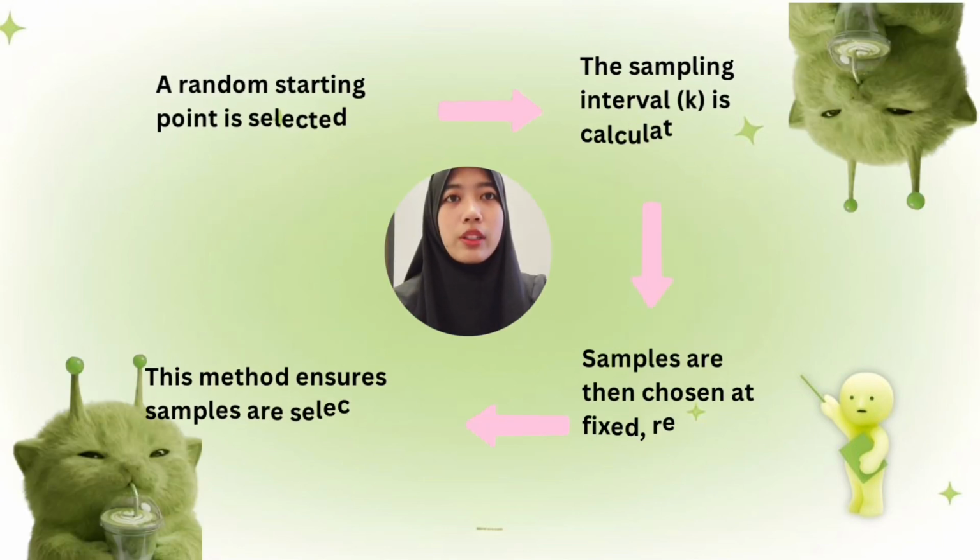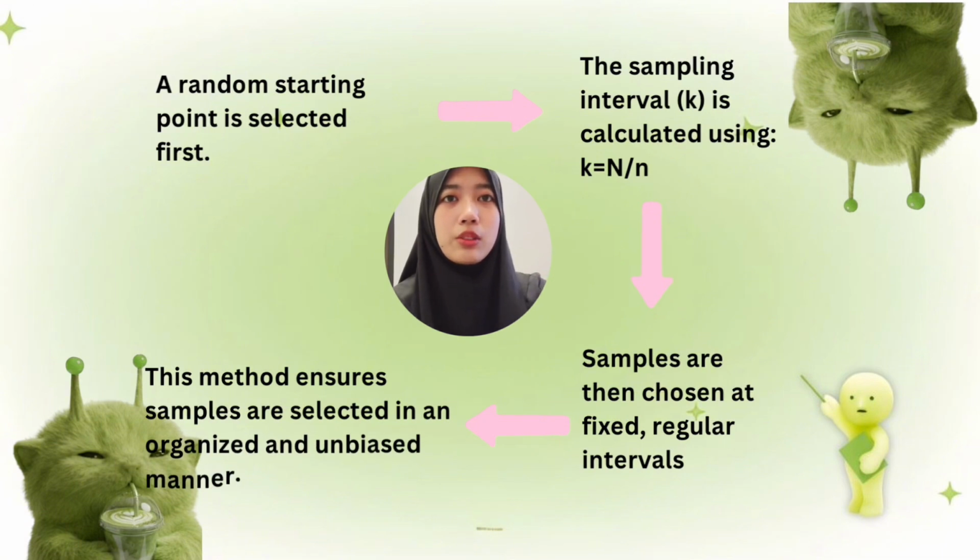First, a random starting point is selected from the batch. This helps reduce bias in the sampling process. Next, the sampling interval K is calculated using the formula K = N divided by n, where capital N is the total number of items in the batch and n is the required sample size. Then, samples are selected at fixed and regular intervals based on the calculated value of K. This method ensures that samples are selected in an organized and unbiased manner, making the sampling process simple, efficient, and reliable.